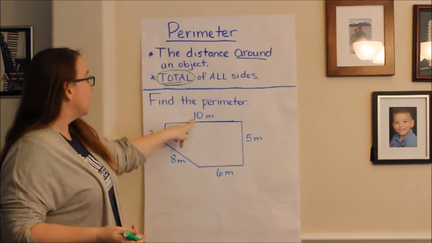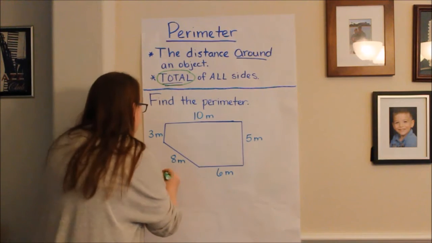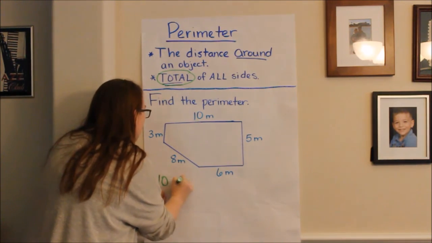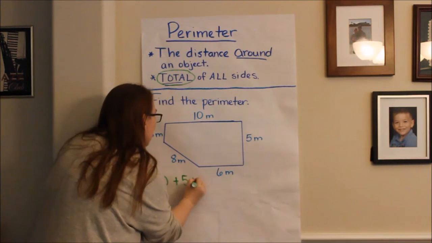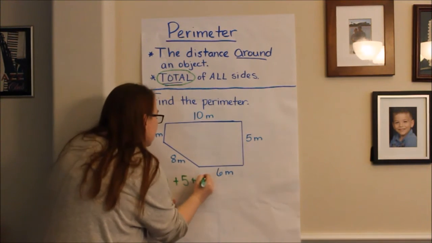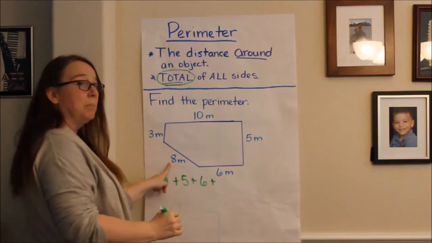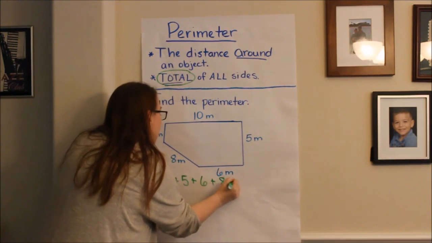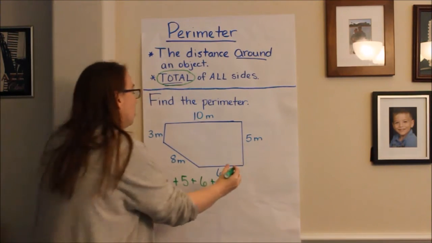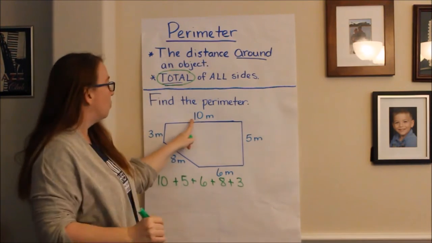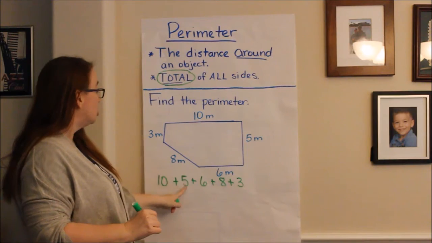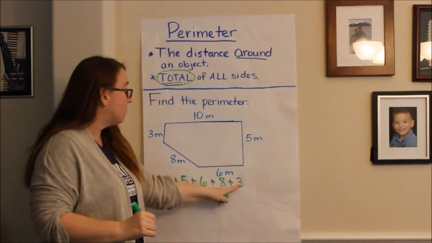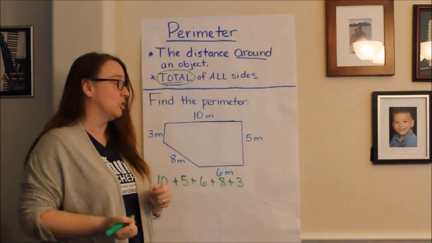So I'm going to write my equation starting at the top. I have 10 meters, plus here I have 5 meters, plus 6, plus 8 more meters, plus 3 more meters. I have 1, 2, 3, 4, 5 sides, so I should have 1, 2, 3, 4, 5 numbers in my addition equation.